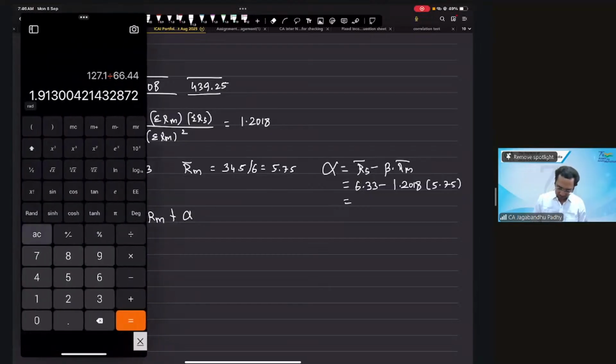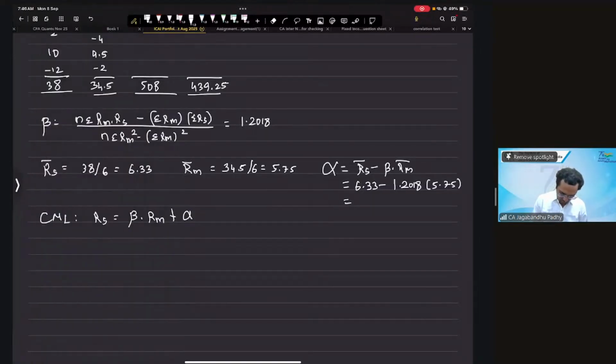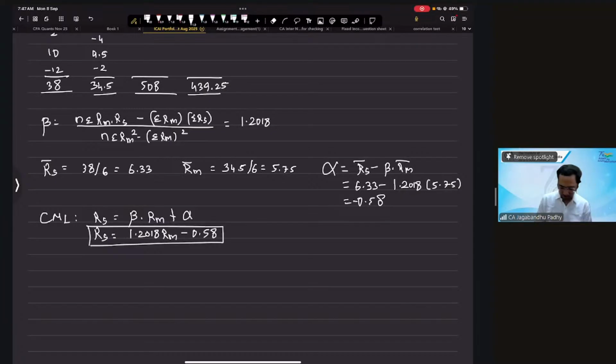How much is the alpha? Minus 0.58. Okay. So we have the return of security defined as 1.2018 into RM minus 0.58. So return of security is 1.2018 RM minus 0.58. Okay, minus 0.58.